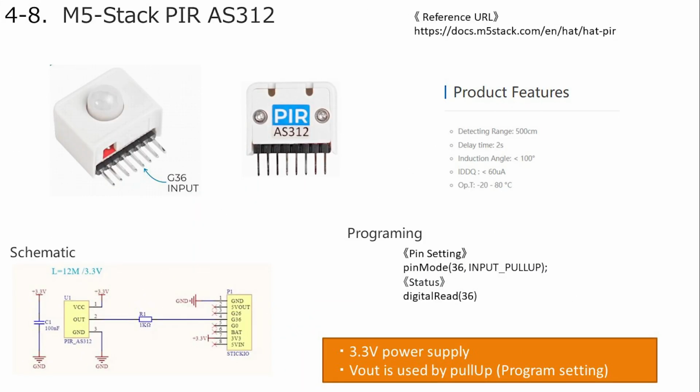Move on. It will be the motion sensor of M5 Stack. When it senses it, it outputs a voltage of about 3 volts, so it can be used with a normal input terminal. For ESP32 usage terminal, set input pull up. When set by programming, the corresponding terminal will be pulled up to high inside the ESP32.